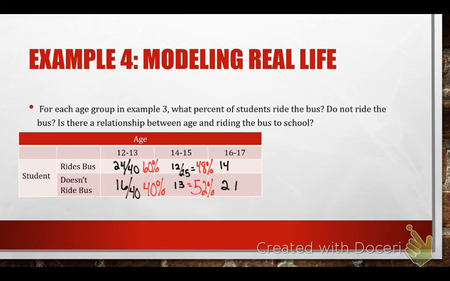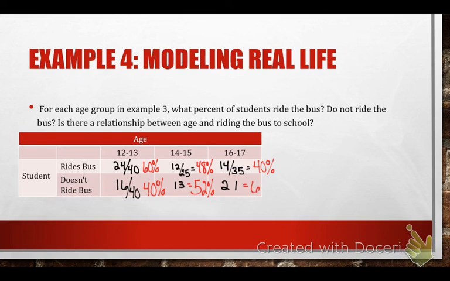Now, 14 divided by what? What do I divide 14 by? 35. So I always divide by the total. And 14 divided by 35 is what? What's 14 divided by 35? Okay, it's going to be 40%. So if 40% do ride the bus, how many do not? 60.